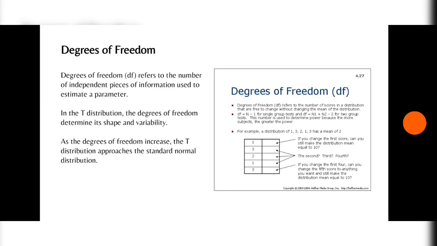Degrees of freedom. Degrees of freedom refers to the number of independent pieces of information used to estimate a parameter. In the t distribution, the degrees of freedom determine its shape and variability. As the degrees of freedom increase, the t distribution approaches the standard normal distribution.